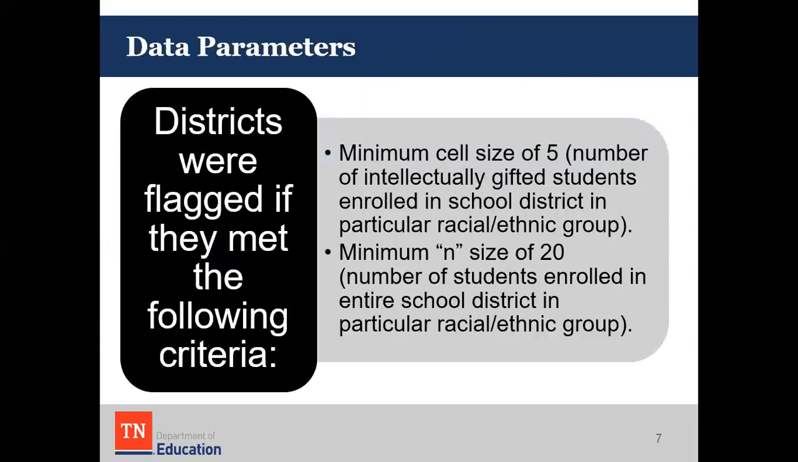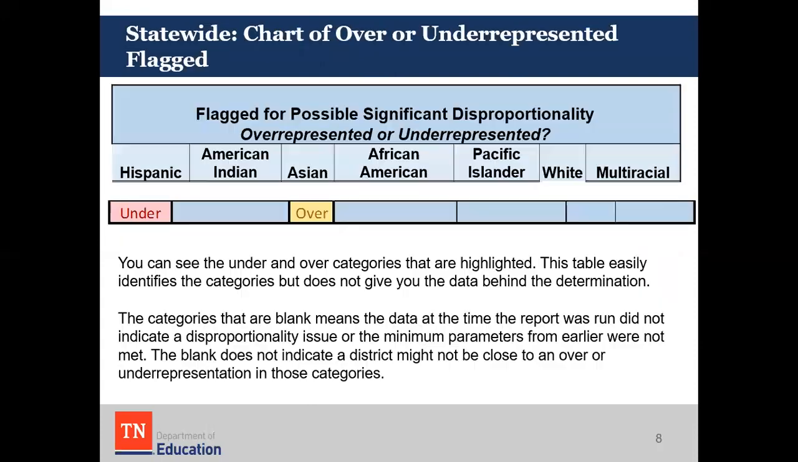So what were the exact data parameters that we looked at? Districts were flagged if they met the following criteria. Had a minimum cell size of 5. That's the number of intellectually gifted students enrolled in a school district in a particular racial or ethnic group. Minimum n size of 20. That's the number of students enrolled in an entire school district in a particular racial or ethnic group.